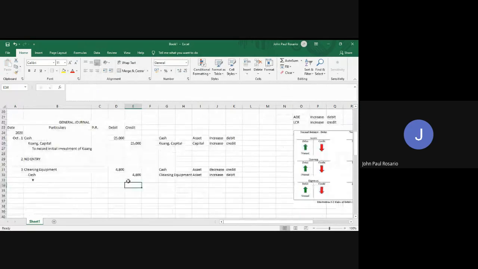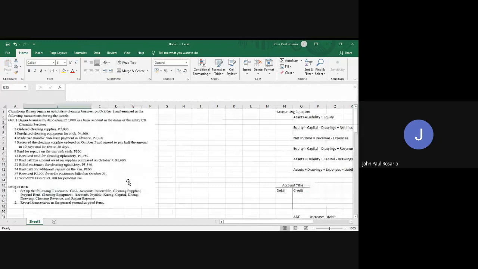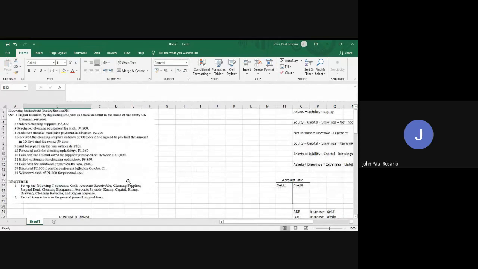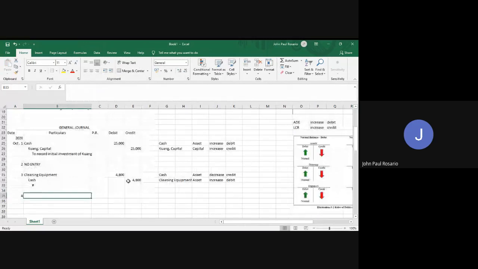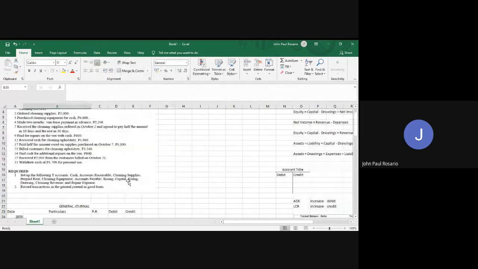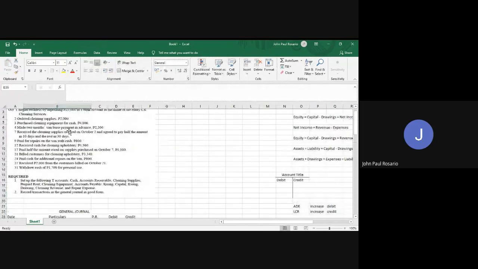October 4. Made 2 months van lease payment in advance. When we say lease, it means rent. So he paid in advance, meaning he paid before using it. What we call that is prepaid. Prepaid rent. Payment, meaning he already paid, so cash is affected.